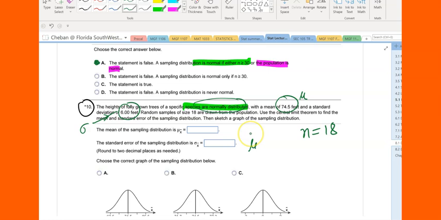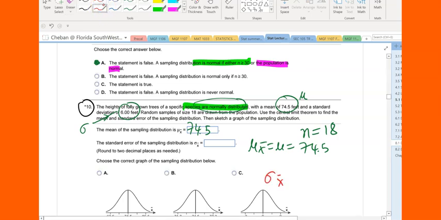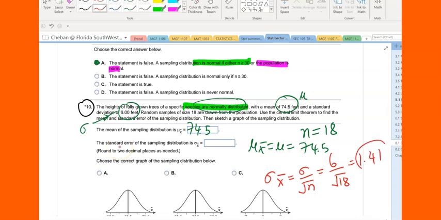What's the mean? Mu x bar is the same as mu, which is 74.5, and that's the answer. And the standard error, also called the standard deviation of the sampling distribution, what's the formula? Sigma x bar equals sigma over square root of n, which is 6 divided by square root of 18. If you do the math and round to 2 decimal places, you get 1.41. That's the standard deviation of the sampling distribution, also called the standard error.